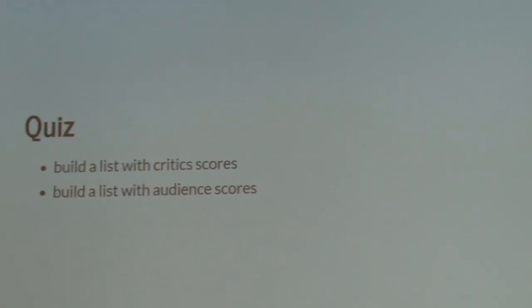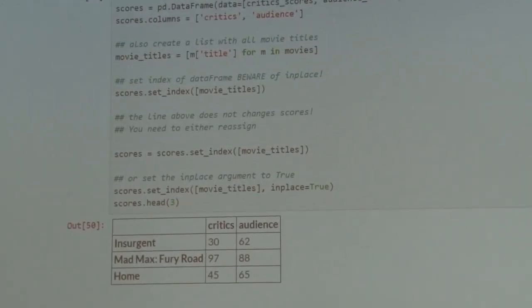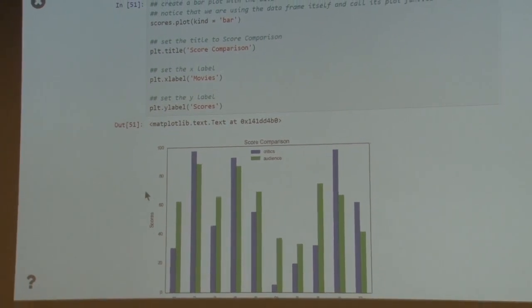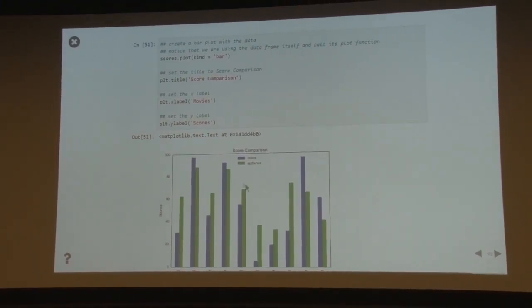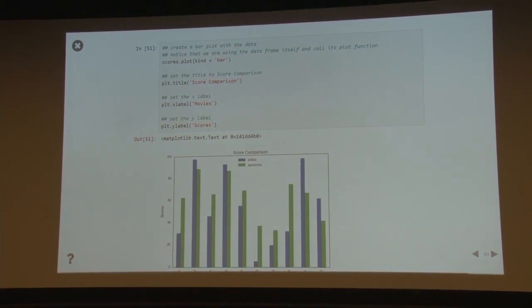And then you can do just fun stuff with that. I said build a list with critic scores and with audience scores. And you can put that into a Pandas data frame and, for example, do a plot here. And this is for each movie comparing the critic score and the user score. And I'm going to close here because it's 4 already.